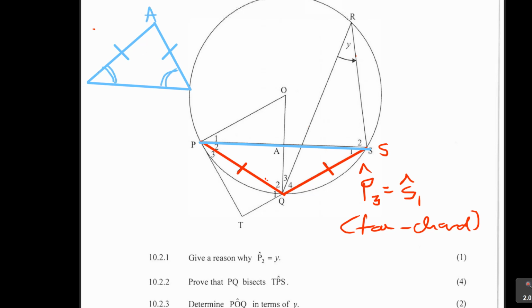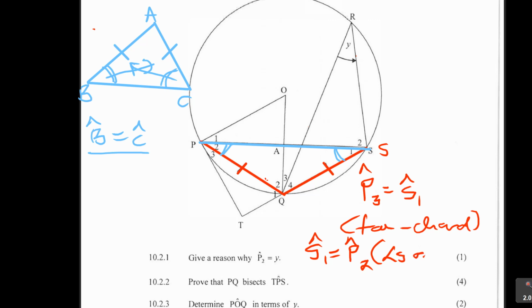So if this is A and this is B and this is C, you know that angle B is equal to angle C. What is the reason? These angles are opposite equal sides. Angles opposite equal sides. So even here, you look at this angle, it means here that angle is equal to that angle, meaning S1, again let me write that, it means S1 is equal to P2, and then what I'm going to say is angles opposite equal sides.